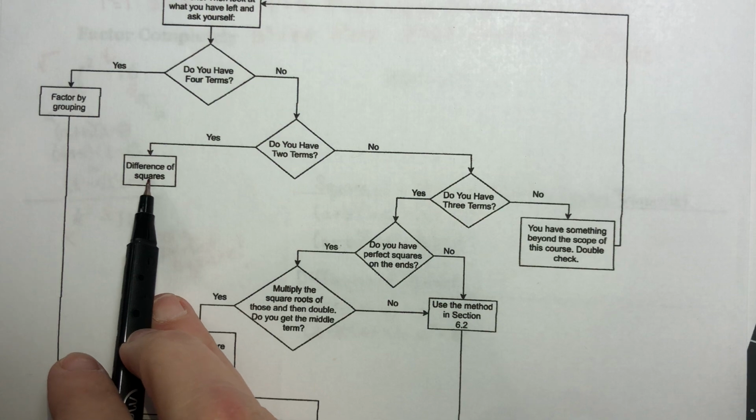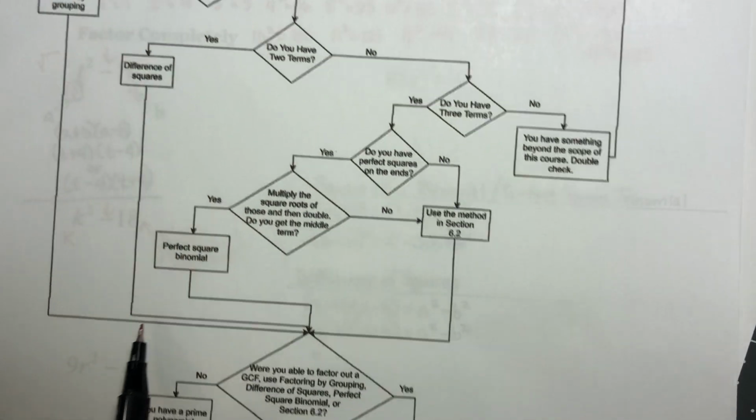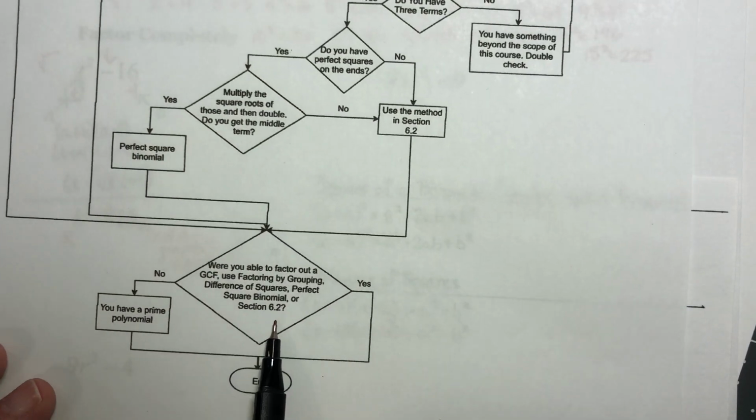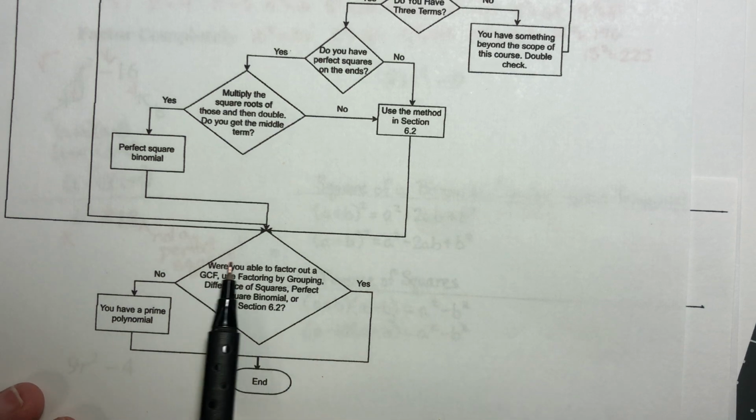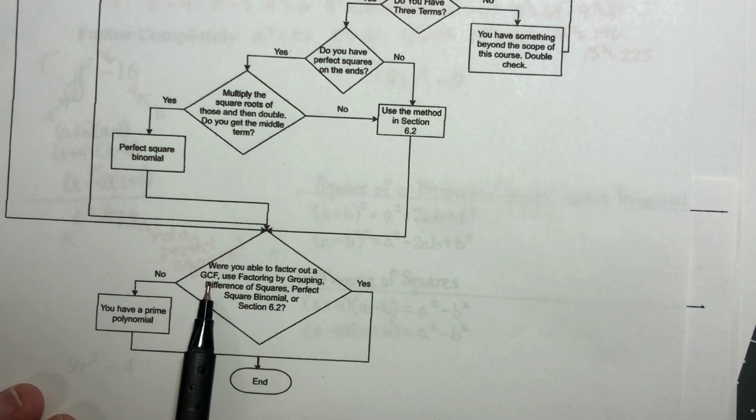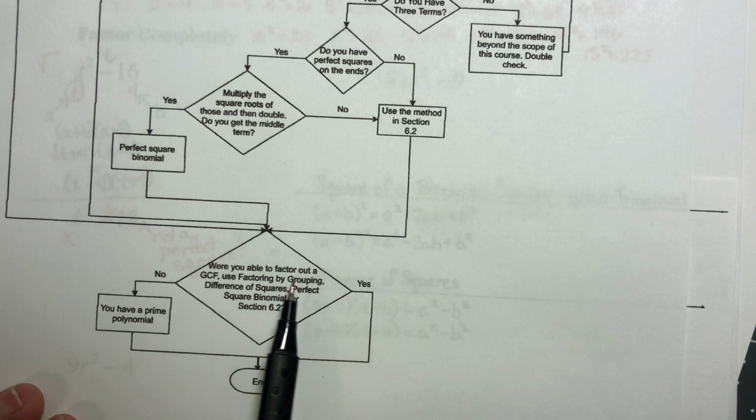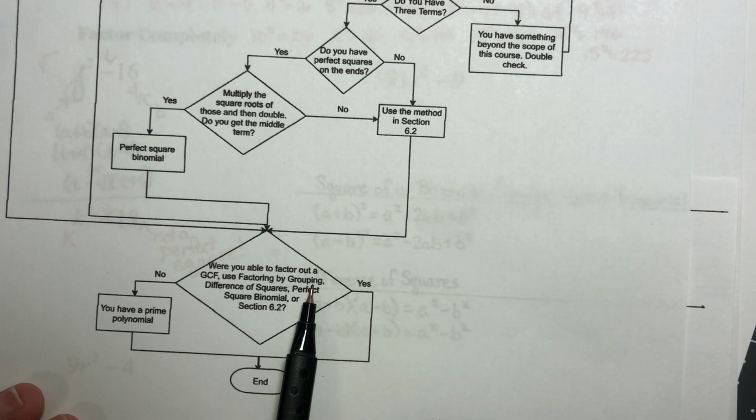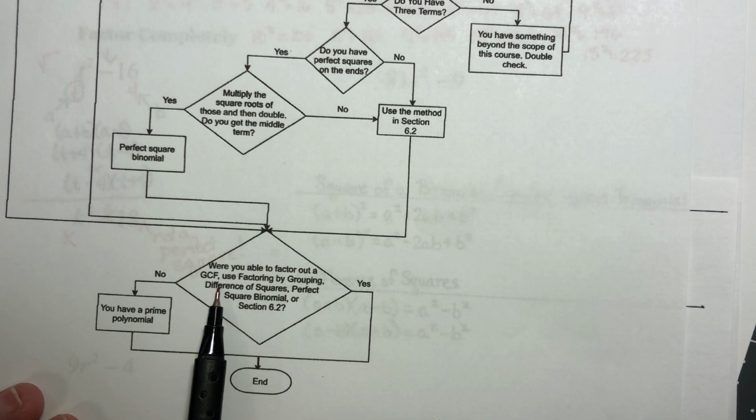that our answer here was no, we weren't able to do this, and that sends us down to this diamond here, where we ask ourselves, were we able to do anything? Were we able to factor out a GCF? No. Were we able to use factoring by grouping? No. Is it a difference of squares? No. Was it a perfect square?